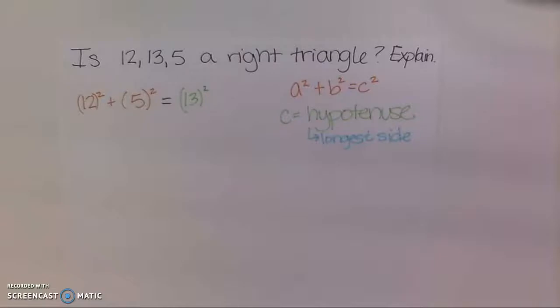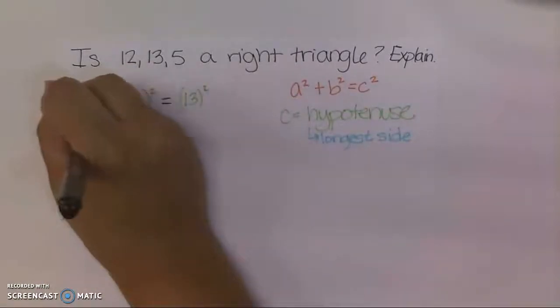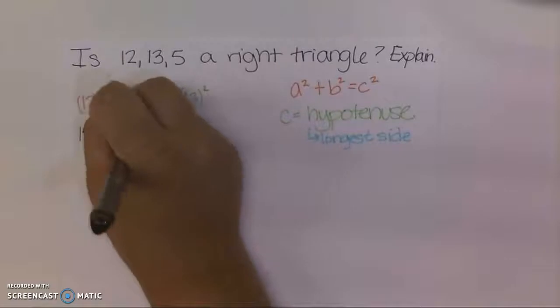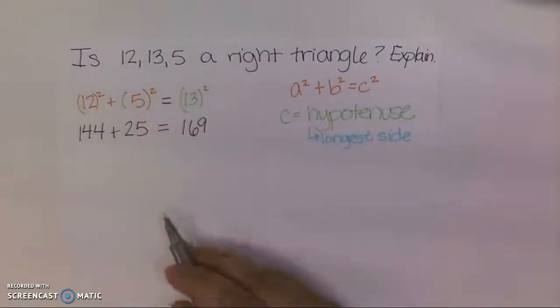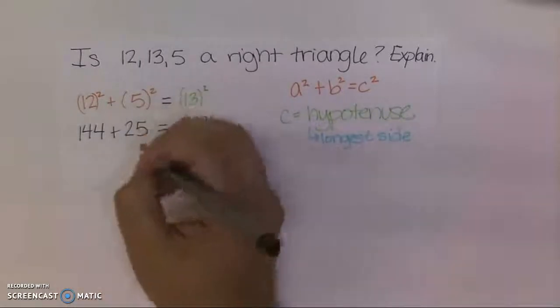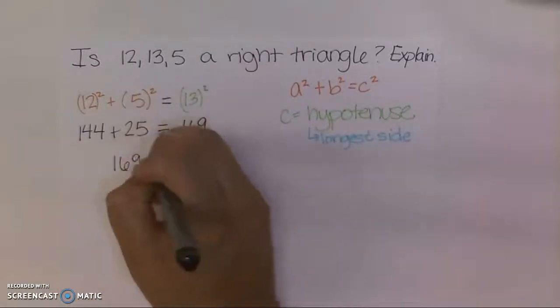Absolutely. Those two don't matter. The only thing that really matters is identifying that hypotenuse. Super important. All right. So now I'm going to actually do these operations here. 12 squared is 144. 5 squared is 25. 13 squared is 169. So 144 plus 25 is 169.